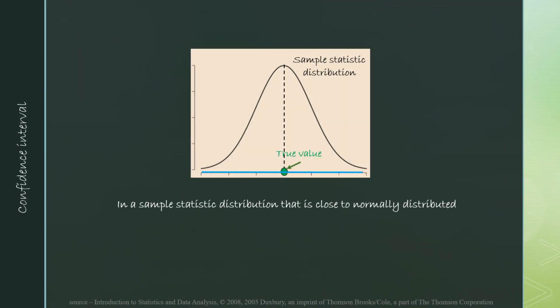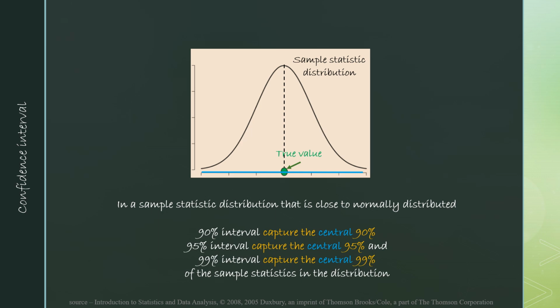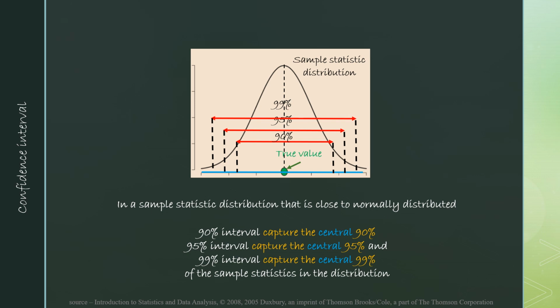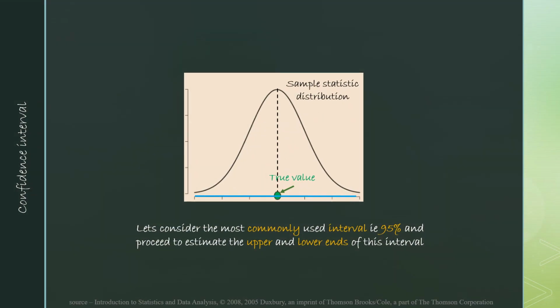In a sample statistic distribution that is close to normally distributed, a 90% interval captures the central 90%, a 95% interval captures the central 95%, and a 99% interval captures the central 99% of the sample statistics in the distribution. Let's consider the most commonly used interval, that is the 95% interval, and proceed to estimate the upper and lower ends of this interval.